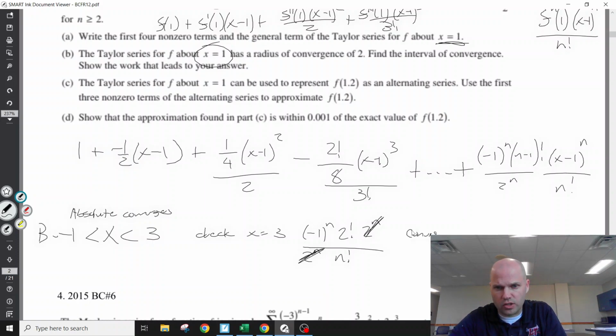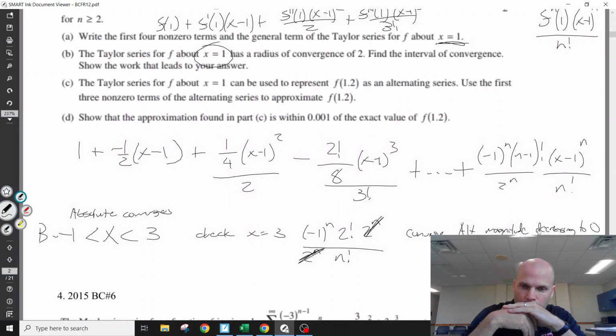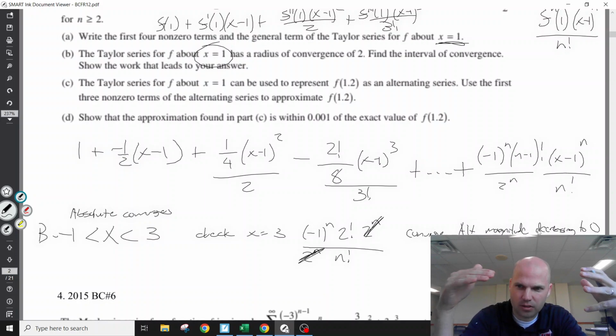You could say it converges because it's alternating with magnitude decreasing to 0. Love that. Converges, they're alternating with a magnitude decreasing to 0.